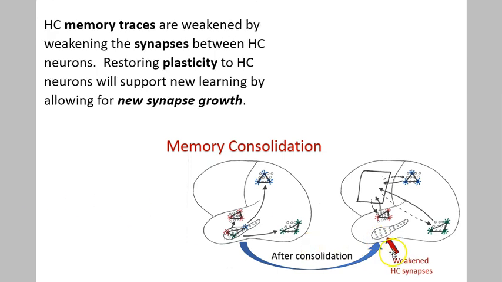Now, how do you erase a hippocampal memory trace? Well, you simply weaken the hippocampal synapses amongst those neurons. So why does the brain do this? To restore plasticity to hippocampal neurons, and that will support new learning by allowing for new synapse growth. So the brain is doing two really important things during sleep. It's doing memory consolidation to strengthen cortical memory traces, but then it's refreshing the hippocampus in preparation for new learning.